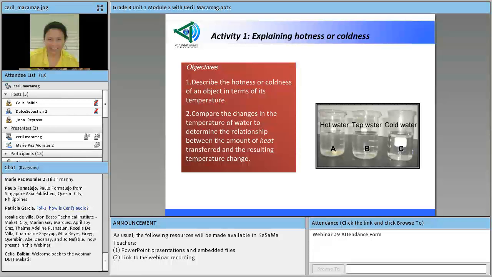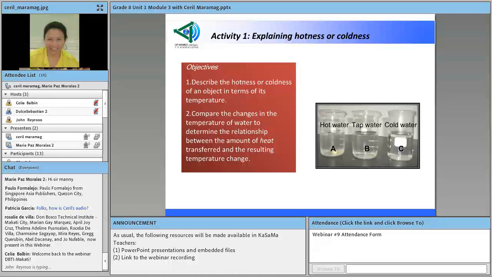By the way, in the learner's module or in the learner's material, the word heat is written in italic form. Why? Because the amount of transferred energy due to heat is actually the amount of thermal energy transferred. So since the amount of heat transferred relates to the amount of thermal energy, the word heat in italic form is used.